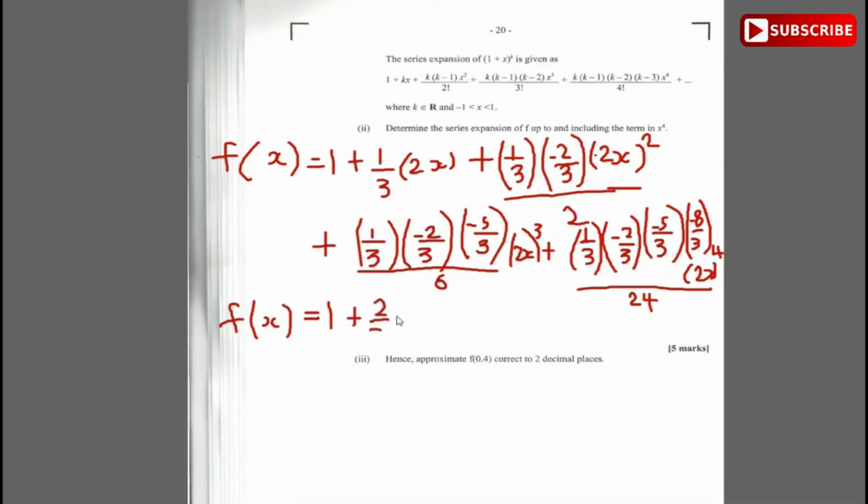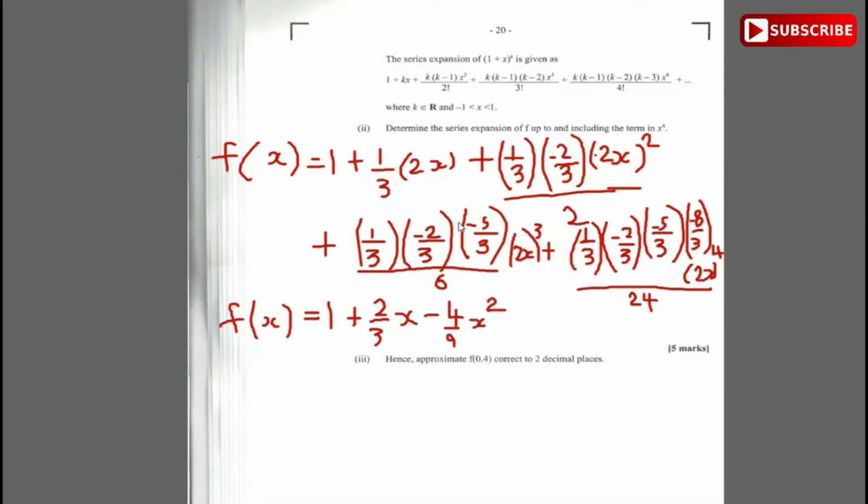So all we need to do is simplify this side now. Now we're going to have 1 over 3 times minus 2 over 3 times 2 squared divided by 2, that's minus 4 over 9. So this is minus 4 over 9x squared. And let's work out this part now.